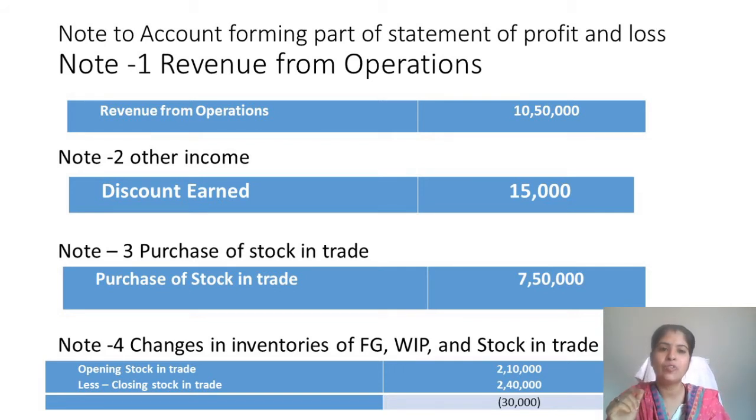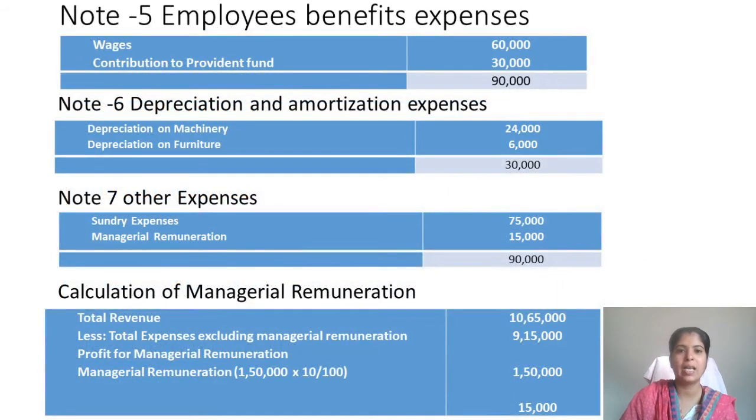So the opening balance of stock in trade is 2,10,000. The closing balance is given in the additional information: closing stock in trade is 2,40,000. Opening minus closing is a minus sign, minus 30,000. So 2,10,000 minus 2,40,000 is minus 30,000. This will be in your statement of assets and liabilities.